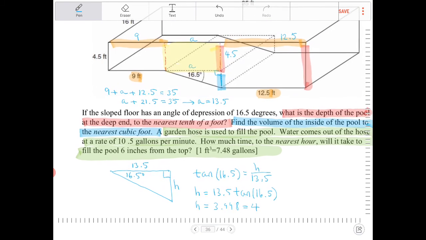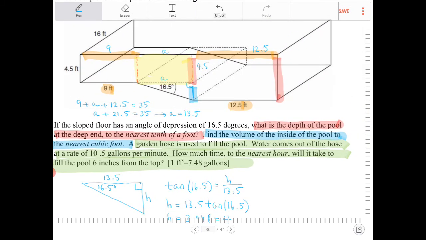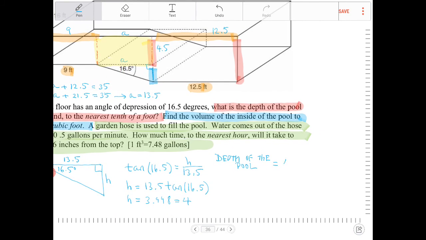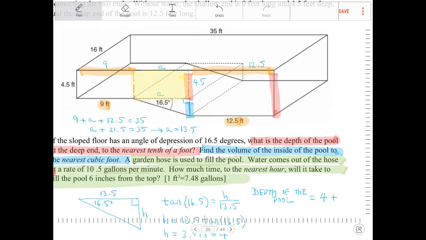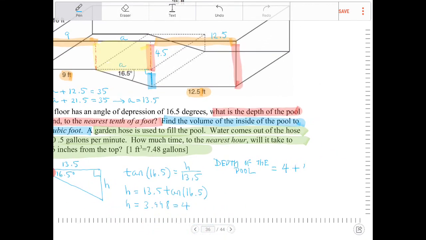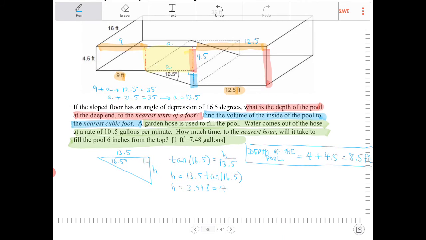And so the depth of the pool will be equal to 4 plus 4.5, which is equal to 8.5 feet. So we just answered the first question out of 3.